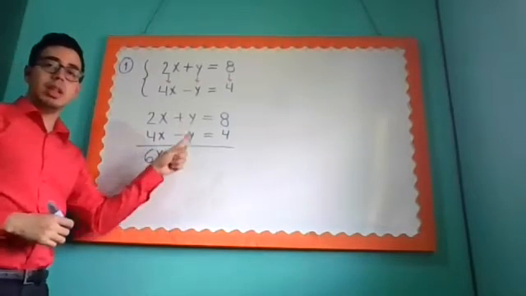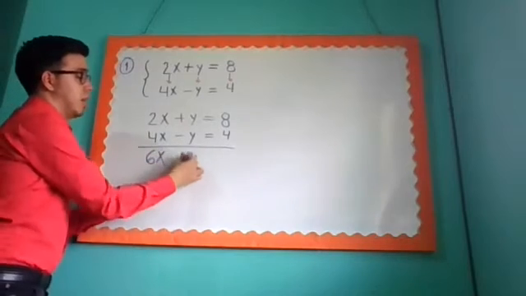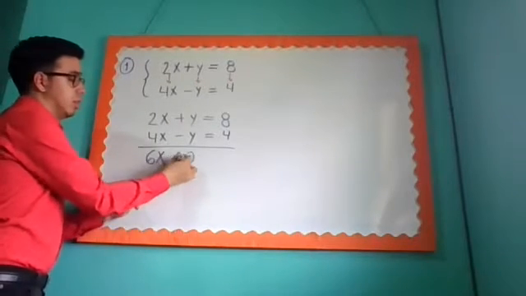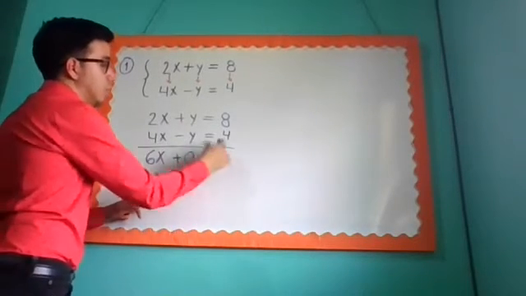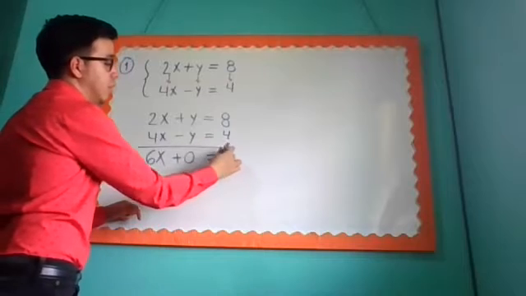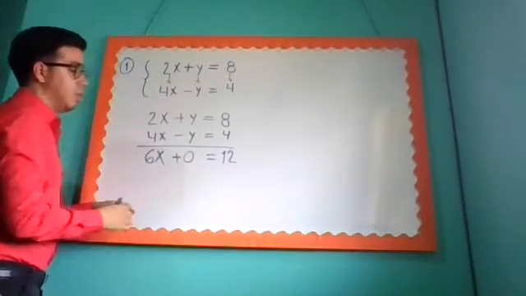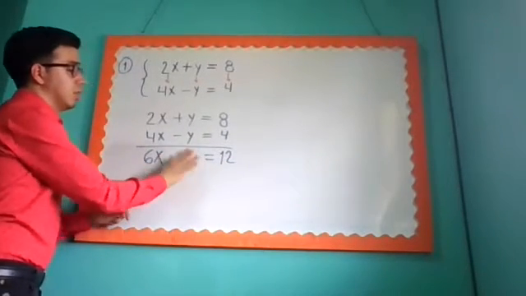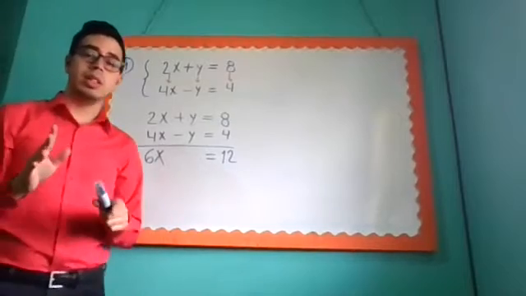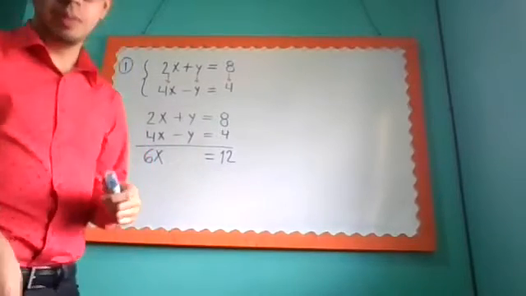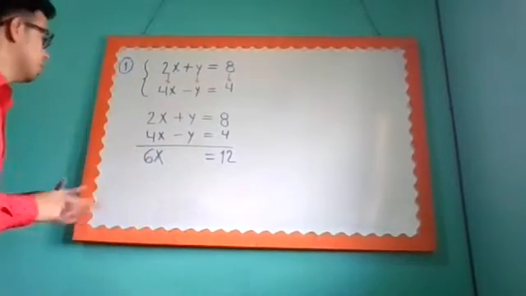Positive and negative y, they are going to eliminate. So we have 0 in here. And this is going to be equal 8 plus 4, that is going to be 12. So if you want to eliminate, you can do it because 0 is not going to affect the equation. You can have then 6x equal 12.